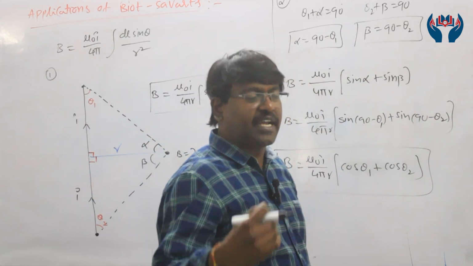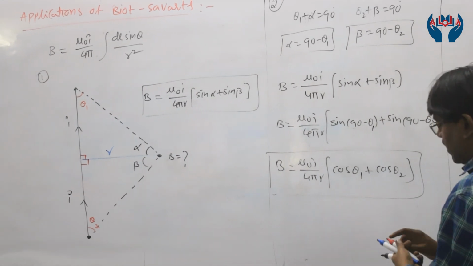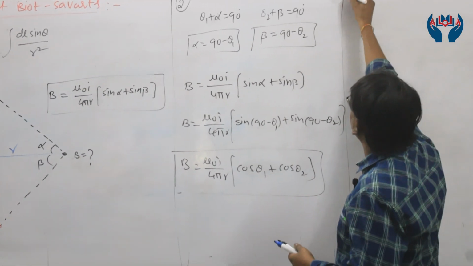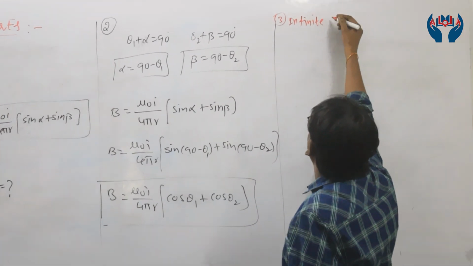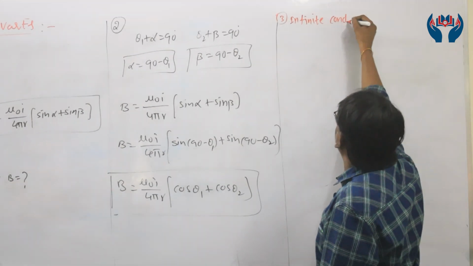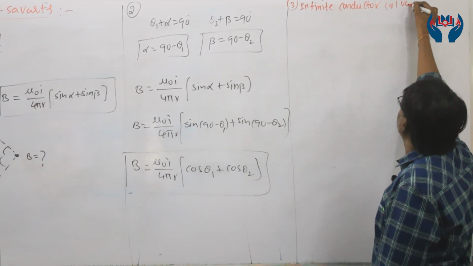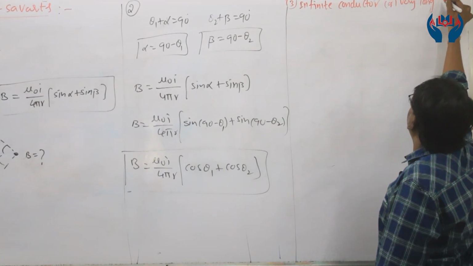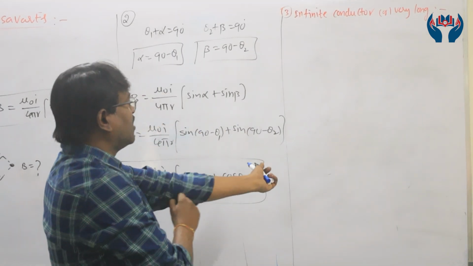Now suppose this current carrying conductor is of infinite length. Infinite means very long. An infinite conductor is a current carrying conductor of very long length. In physics, very long is considered infinite.